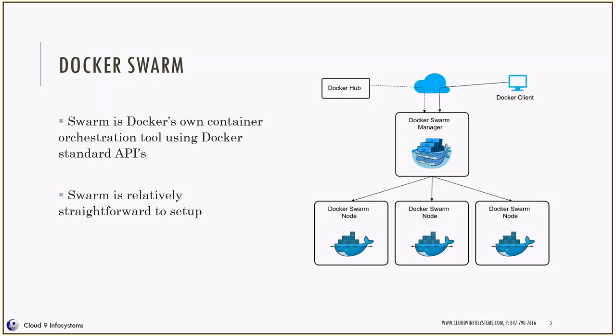Docker nodes are the workers. They do all the hard work. The manager abstracts the underlying workings of the nodes. You can use a Docker client to connect to a Swarm manager. The Swarm manager in turn can connect to Docker Hub, get a preset image from its repository, and then deploy it onto the Swarm nodes.